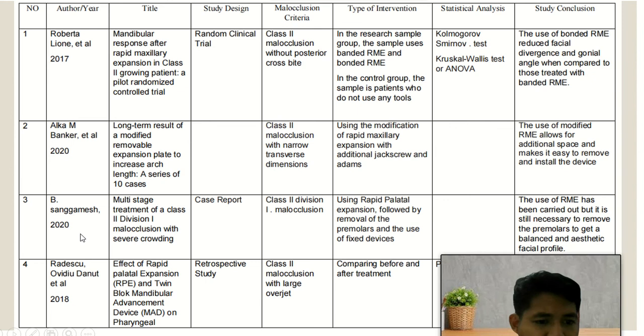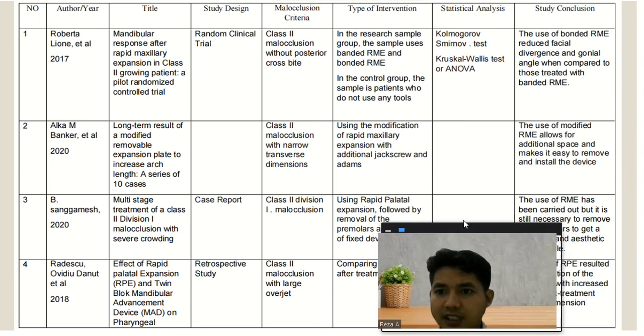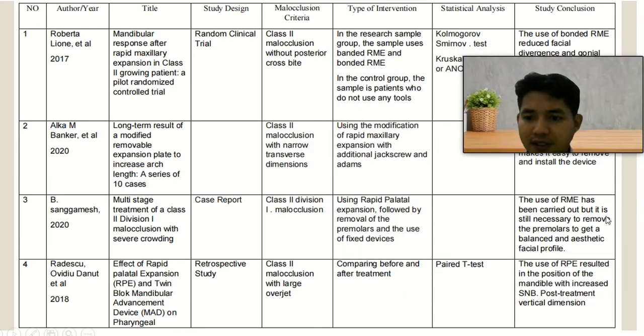Third, Bisagames, 2020, with the title Multi-stage treatment of a class 2 division 1 malocclusion with severe crowding. This is a class 2 division 1 malocclusion. Type of intervention: using rapid palatal expansion followed by removal of the premolars and the use of a fixed device. Study conclusion: the use of RME has been carried out, but it is still necessary to remove the premolars to get a balanced and aesthetic facial profile.